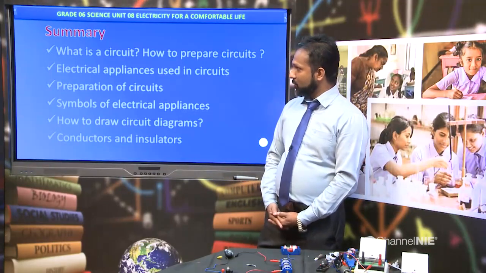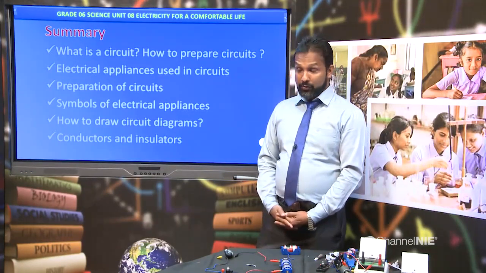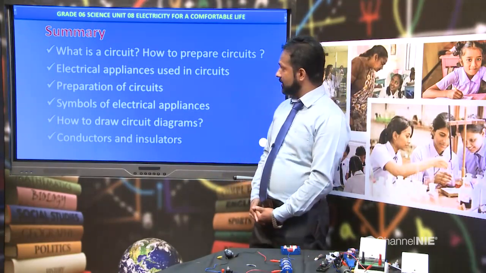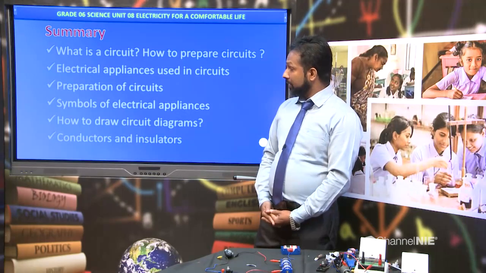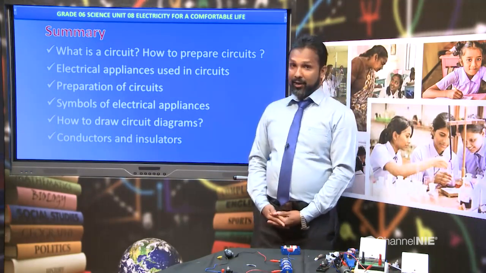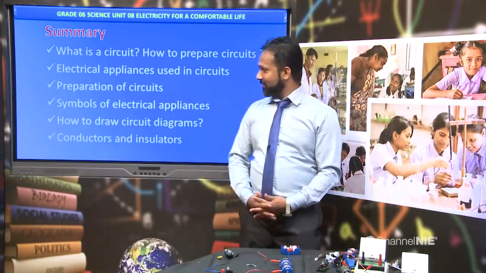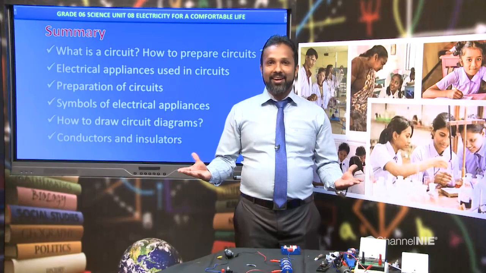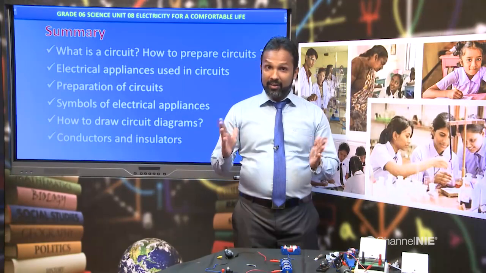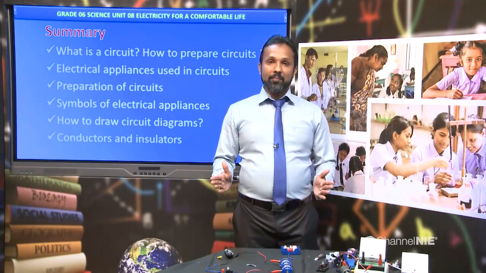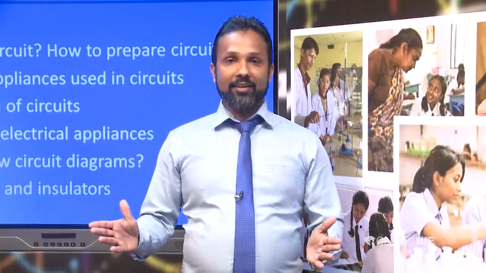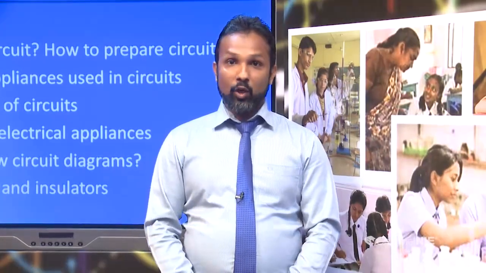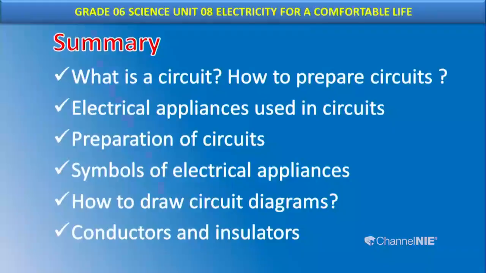After that we learned about preparation of different types of circuits. Then we learned symbols of circuit appliances. After that, we learned how to draw circuit diagrams using those symbols. Then finally we learned conductors and insulators. Conductors are the materials that allow electricity to flow through them. Insulators are the materials which do not allow electricity to flow through them.